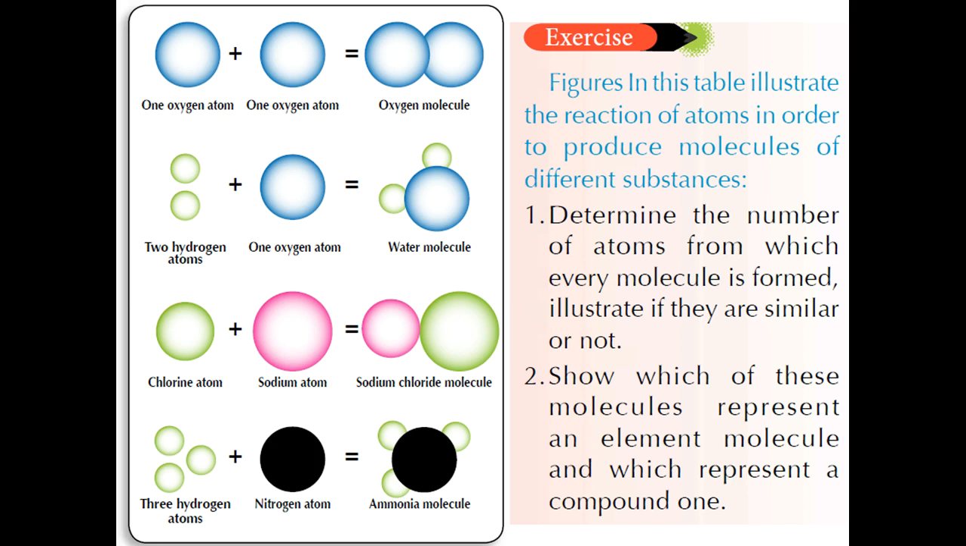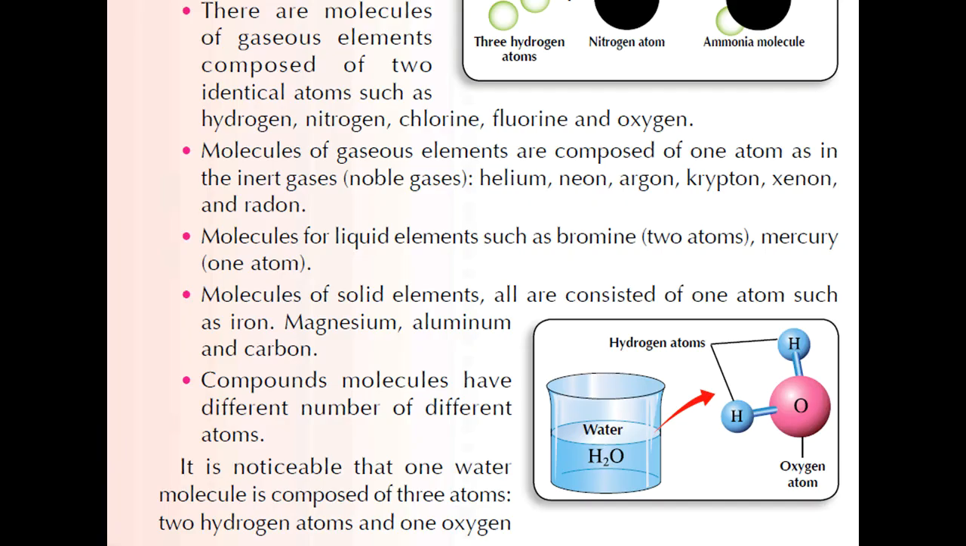تمام؟ طيب number 2: show which of these molecules represent an element molecule and which represent a compound one. مين فيهم هيكون جزيء عنصر ولا جزيء مركب؟ عندك هنا لما نيجي نقول 1 oxygen atom plus 1 oxygen atom equals oxygen molecule، ده element molecule. طيب لما نيجي نقول 2 hydrogen atoms plus 1 oxygen atom equals water molecule، ده إيه؟ ده compound molecule، ده جزيء مركب.